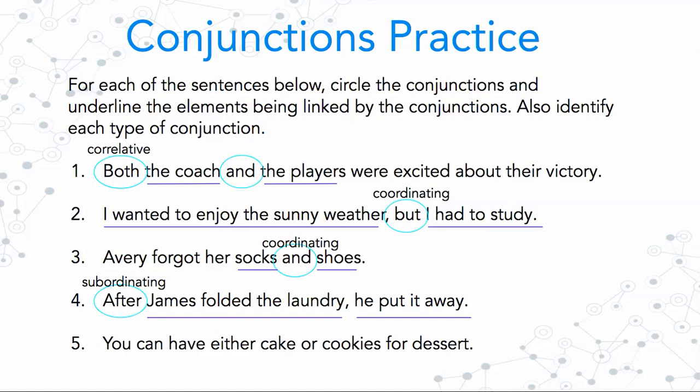And finally, you can have either cake or cookies for dessert. Our conjunctions are either or, joining cake and cookies. Again, note those are the same grammatical type, so I have parallel structure. And these are correlative conjunctions.